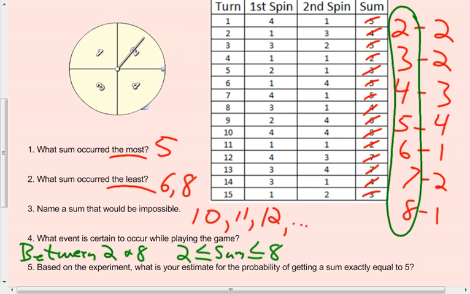But other students might say, well, every number is less than or equal to 8. So you could, if you'd like, just say the sum is less than or equal to 8. Or you could say that the sum is greater than or equal to 2. Either one of those options would be correct.